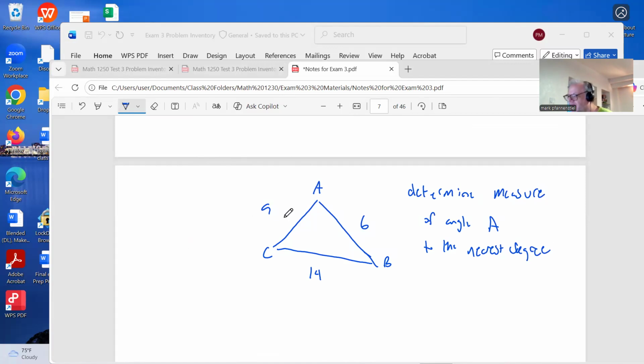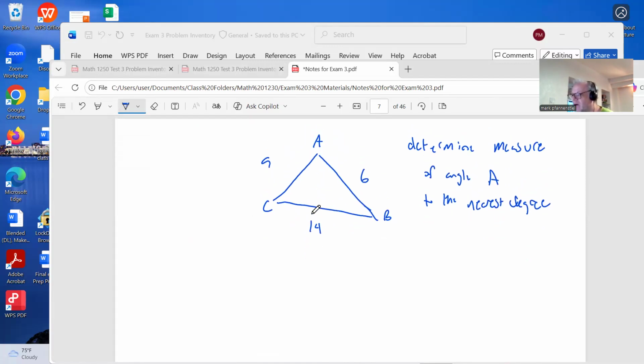Okay, so we have three sides of the triangle that we know of, right? We have a 9, 6, 14 triangle here. Clearly, it is not a right triangle because this is not a Pythagorean triple. We're going to have to use the law of cosines here.